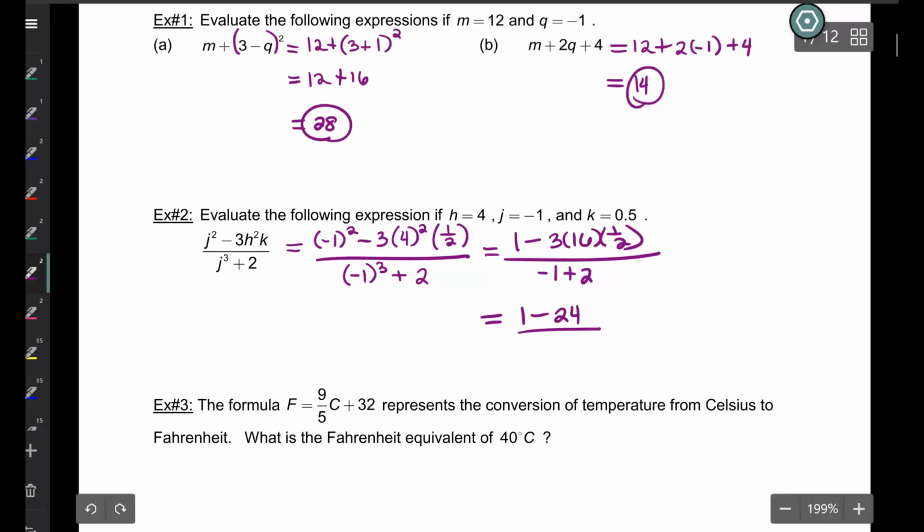Do you see what I did there? Do you see why I've changed 0.5 to a half? So then 3 times... I did 16, and it doesn't matter what order. If it's all multiplication right next to each other, do the half of 16 and then multiply it by 3. So you get 1 minus 24. And the denominator, negative 1, remember, a negative to an even power is going to end up being positive. Negative to an odd power is going to end up being negative. And then that's just going to be negative.